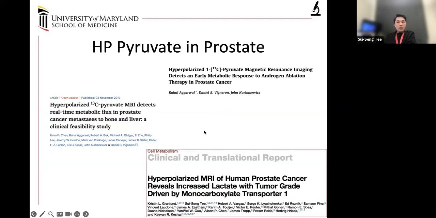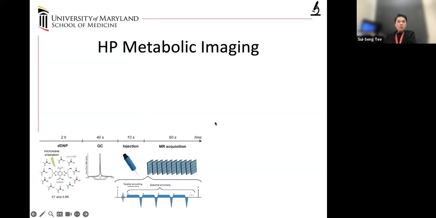When I was a postdoc at Sloan Kettering, we wanted to ask the question: what is so special about the tumor that allows you to see so much lactate, and what are some of the biological characterizations of these tumors? So again, we delivered pyruvate. This is the sort of scheme that we have in all clinical sites. The hyperpolarization process takes about 2 hours, so it is pretty slow.